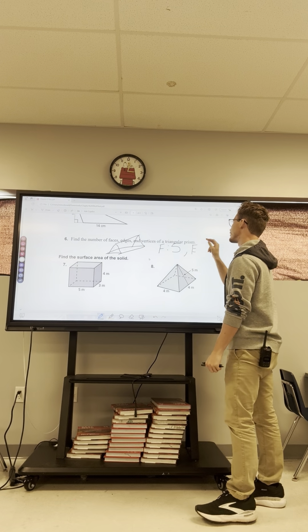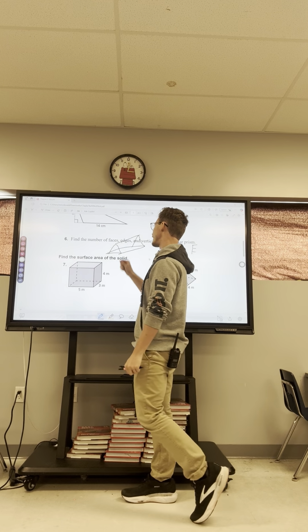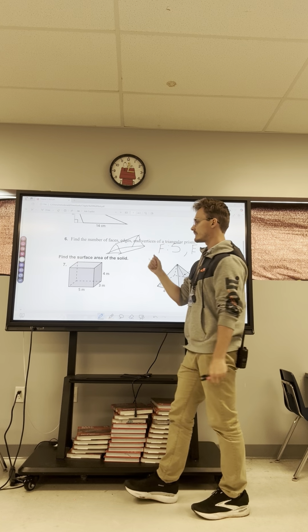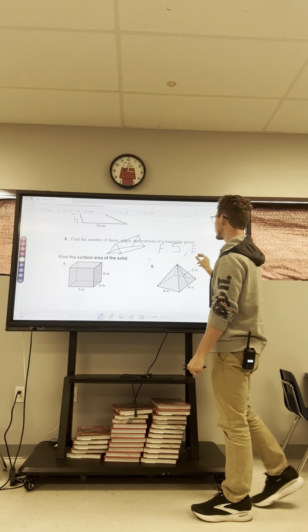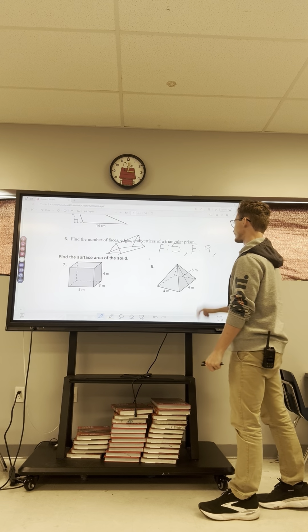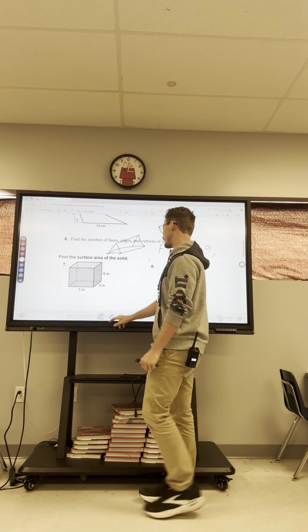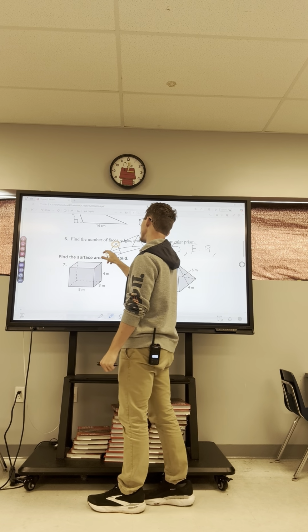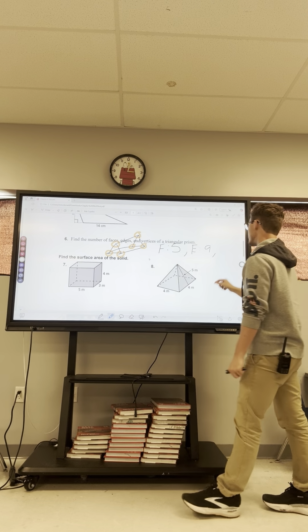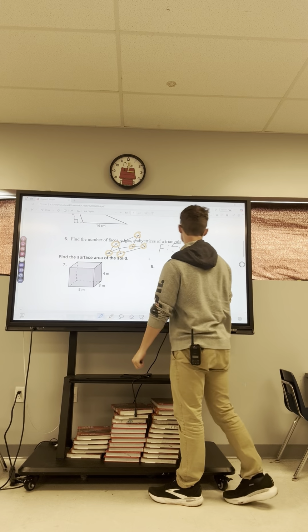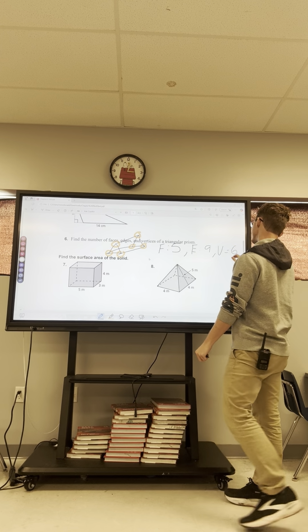Edges. We have to look how many edges there are. Well, 3 makes up a triangle. And we have 2 triangles, so that's 6. And then we have to have them connecting, so that's another 3. So 6 plus 3 is 9. How many vertices? Well, we just have to circle all the corners. 1, 2, 3, 4, 5, and 6. So our vertices, or vertex, we have 6 of them.